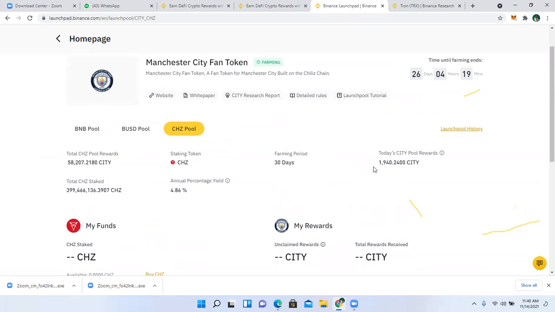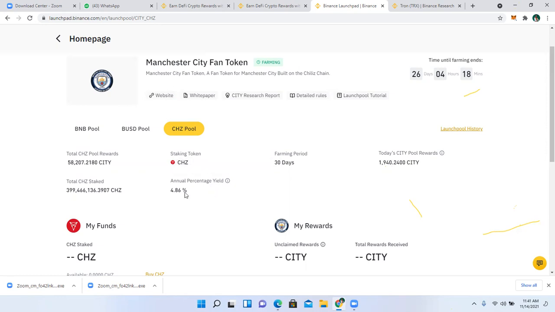So it's more like, I need City token, Manchester City token, right? Instead of me buying it, and I have CHZ, I can just stake my CHZ in this pool for a particular number of days. I can see farming is 26 days left. So if I join now, in the next 26 days, I would get a reward from this. You can see 1,940 City tokens are available as reward, right?